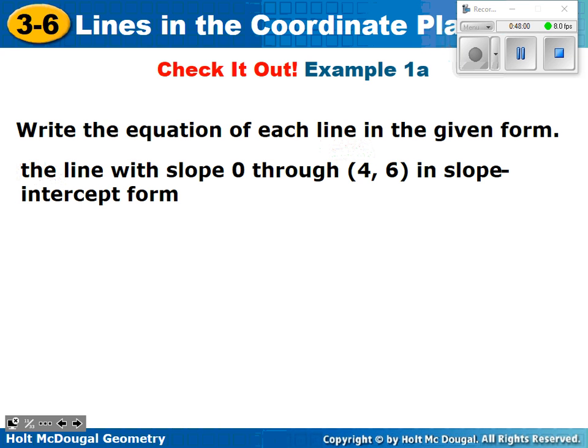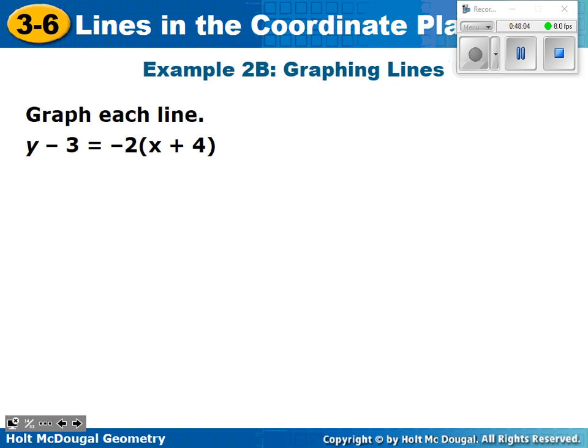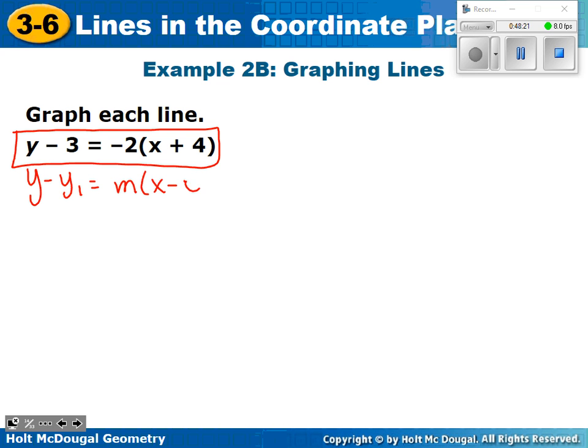Make sure you can graph. I'm going to skip this one. Let's go to this. Graph this line. Another very common mistake on the test is being able to graph the line correctly. What form is this in? Point slope. Y minus y1 equals m times x minus x1.